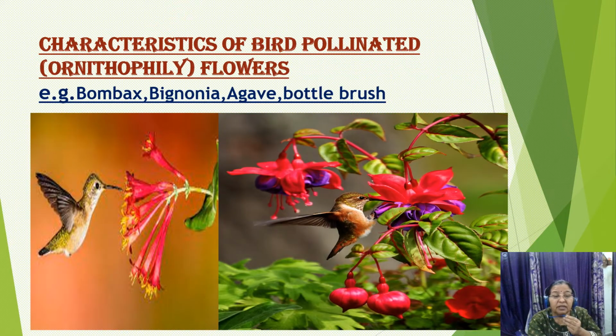Next is ornithophily. Ornithology is the study of birds, so ornithophily is the pollination by birds. Since the birds have to insert their beaks for the nectar, the flower has a very large, beautiful corolla. The attraction is there, and there are nectaries for the birds. So these are the characteristics of pollination by birds. Bottle brush is the example. Then agave, bignonia, bombax are examples of pollination by birds.